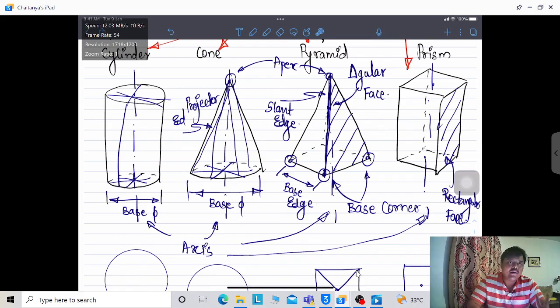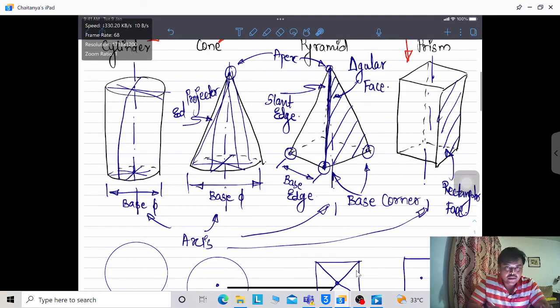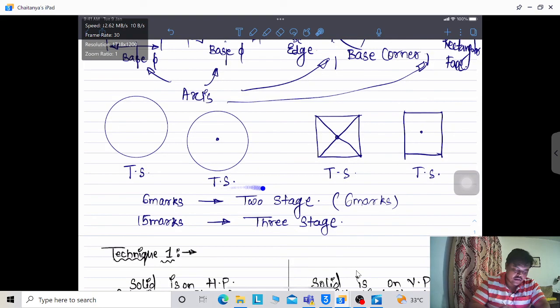Okay, I've also shown you the respective true shape of a cylinder, of a cone, a pyramid, a square pyramid specifically, and a square prism. Okay, now we are only concerned with the two stage, so I have given the logic of the two stage. If at all your solid is on HP, तो आपका ट्रू शेप HP पे आएगा, VP पे हमेशा फ्रंट व्यू प्रोजेक्ट होता है. फ्रंट व्यू को ही सेकंड स्टेज का कंडीशन लगा के फ्रंट व्यू के प्रोजेक्शन से आता है टॉप व्यू.